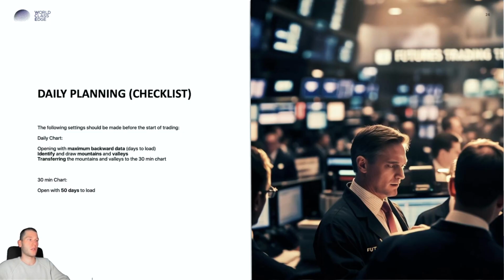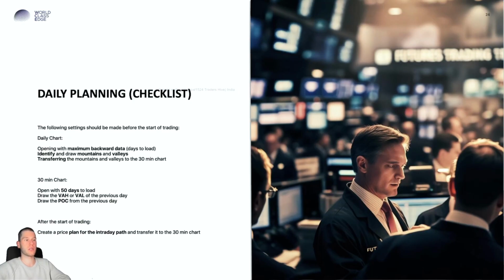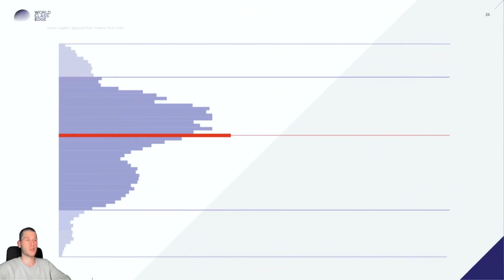It doesn't matter which time periods, depending on the trading style, you will decide. On the 30-minute chart, you open with 50 days back to load. You will draw the value area high or low of the previous day. In most software, you can just draw them automatically or extend them automatically if they are naked. And then you draw the POC or VPOC from the previous day. And after the start of trading, you create a plan for the intraday path and transfer it to the 30-minute chart. And if you want to do some exercise, just take this naked chart and try to repeat the options that we just went through.